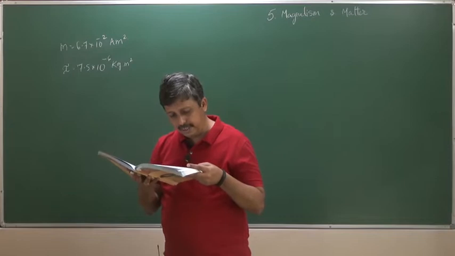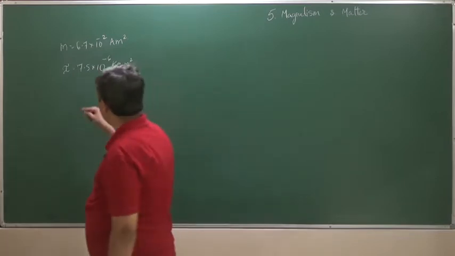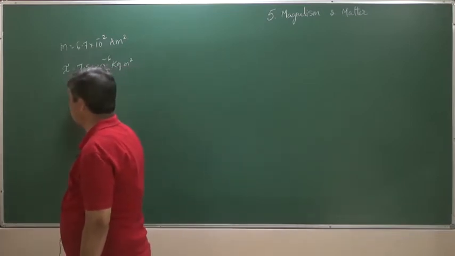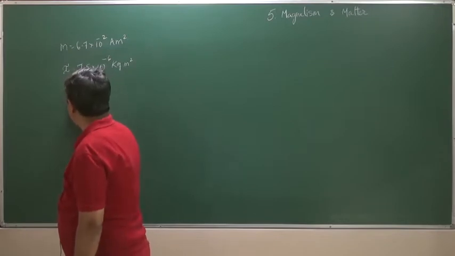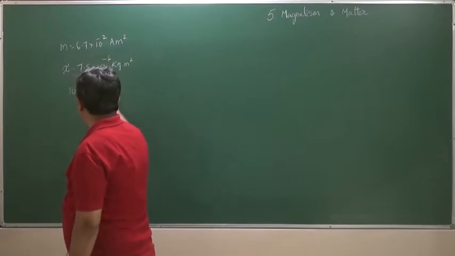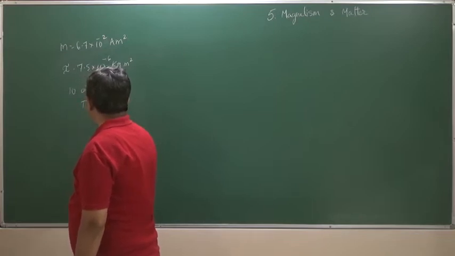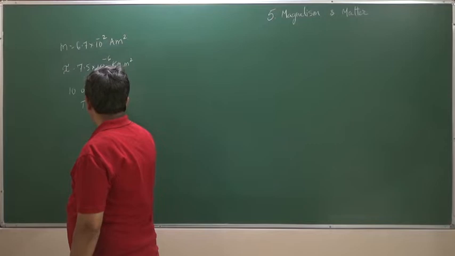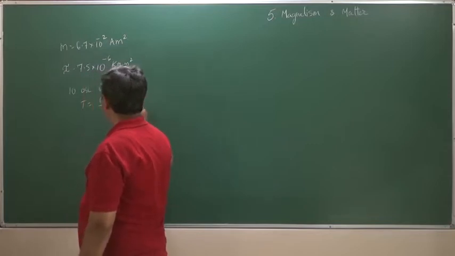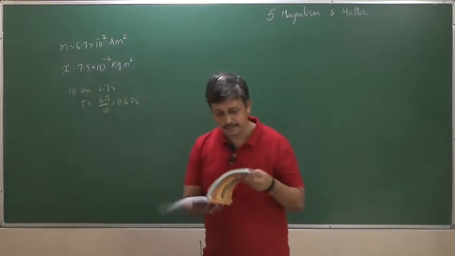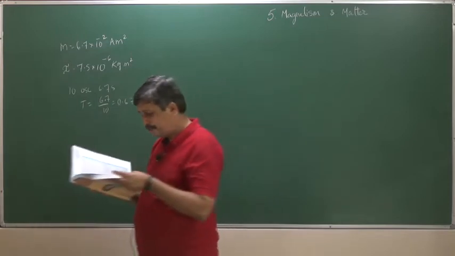It performs 10 complete oscillations in 6.7 seconds. So T is equal to 6.7 by 10, which is equal to 0.67 seconds. So you got T, I and M, and we have a straightforward formula for B.